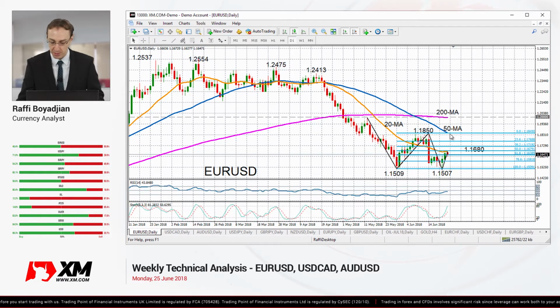That's also where the 50-day moving average is currently at. So a key resistance area there around 1.1850. A break above that level could potentially signal a trend reversal to the upside, though at the moment the medium-term picture is still very much bearish.